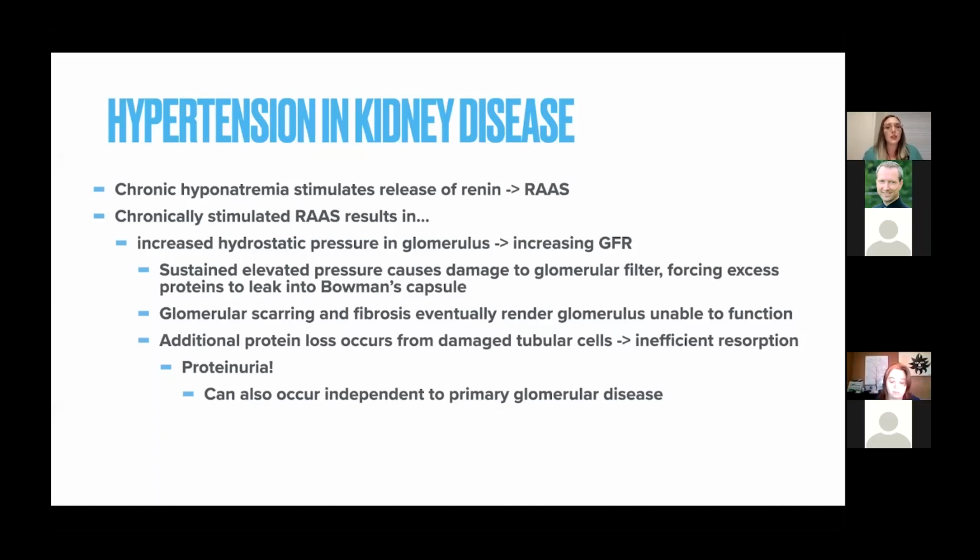A sustained elevated pressure is going to cause damage to our glomerular filter, and it's going to force excess proteins to leak into the Bowman's capsule. So our big molecules that we don't want leaving are going to start pushing their way through and leaving. We're going to see glomerular scarring and fibrosis, which is eventually going to render the glomerulus unable to function. And this is where we're going to get our protein loss from our damaged tubular cells. There's going to be inefficient reabsorption, so we're going to see proteinuria on the urinalysis from our dogs and cats.